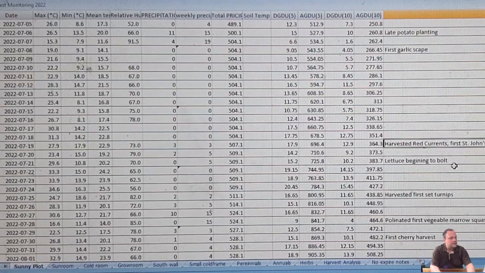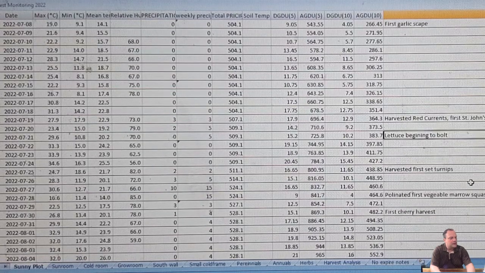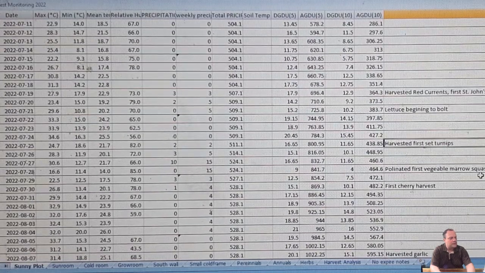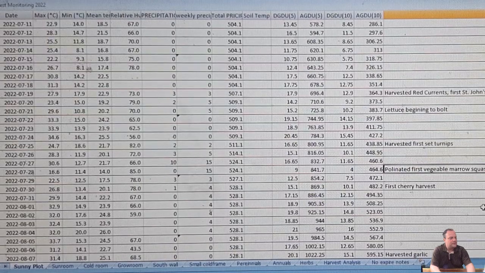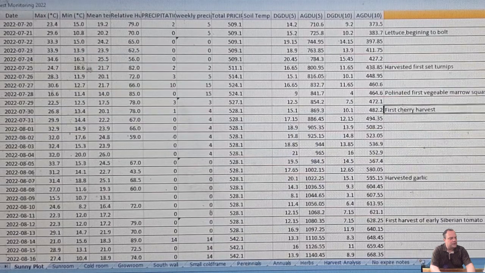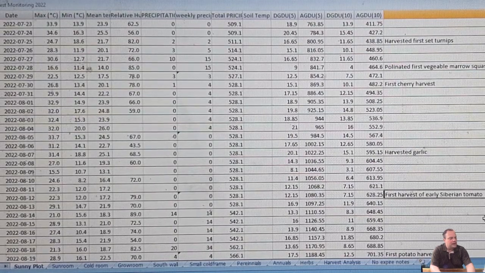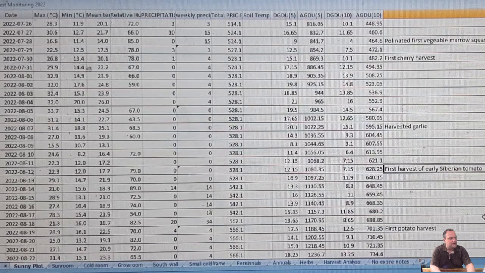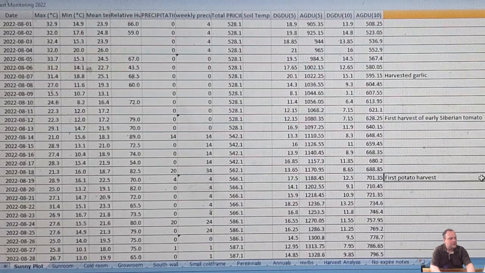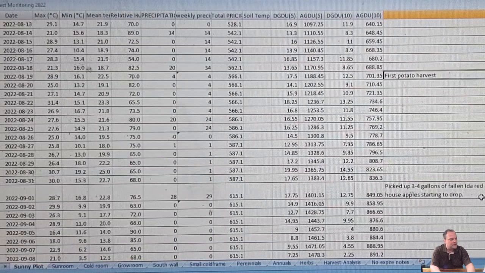Harvested red currants, first St. John's wort flowers. Lettuce beginning to bolt. Harvest first set of turnips. Pollinated first vegetable marrow squash. First cherry harvest. Harvested garlic. First harvest of early Siberian tomato. First potato harvest.